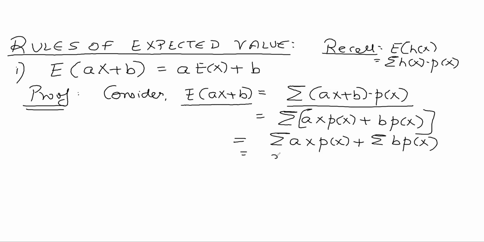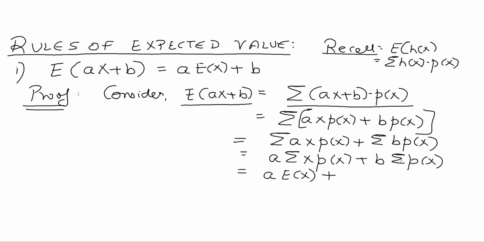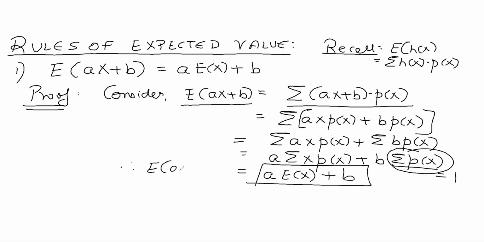A is a constant, it comes out of the summation. B is a constant, it comes out of the summation. What is summation x into p of x? It's nothing but e of x. And what is summation p of x? This is equal to 1. So my answer is just b. So therefore, expected value of ax plus b is a times expected value of x plus b.